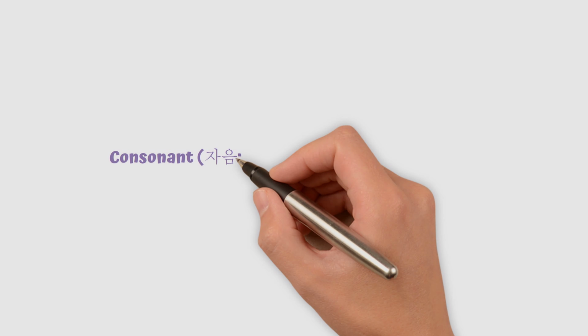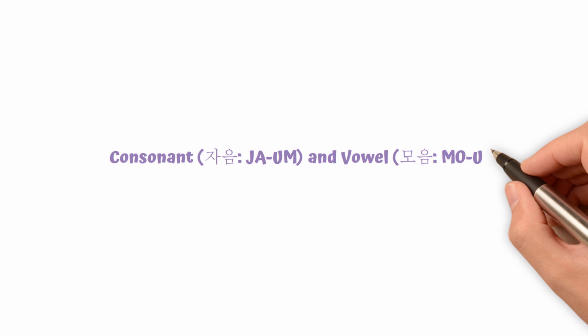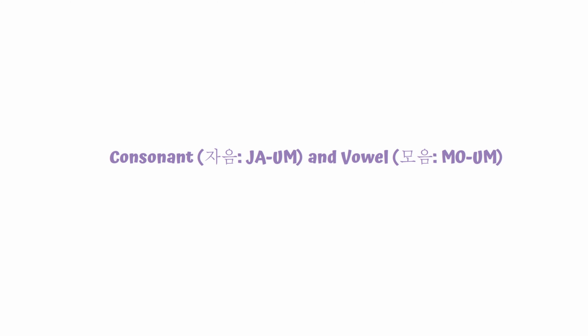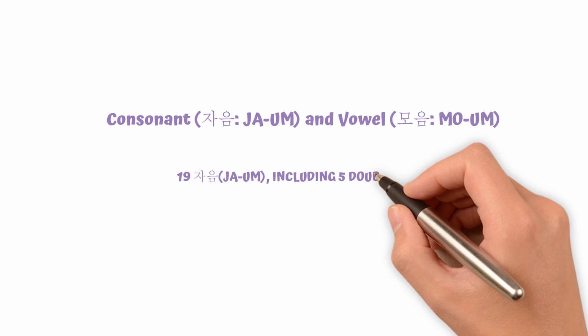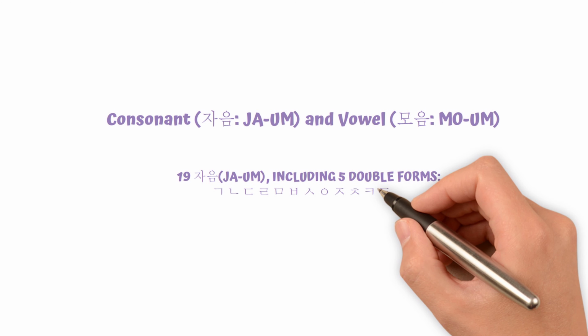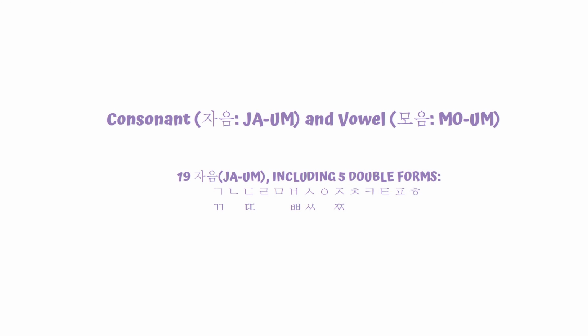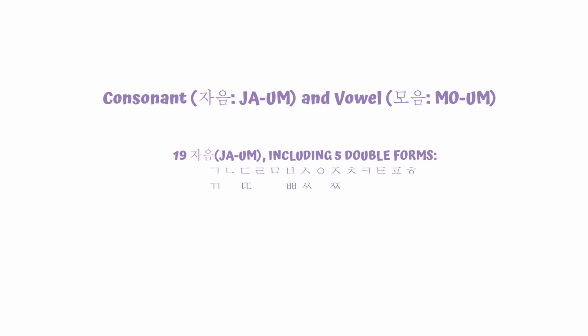Alright, so here are the basic forms of the alphabet. Remember that there's the JA-UM, consonant, and MO-UM, vowel, as with a lot of other languages. And Korean has 19 JA-UM overall, including the double forms. And it goes like this. 기역, 니은, 디귿, 리을, 미음, 비읍, 시옷, 이응, 지읒, 치읒, 기역, 디귿, 비읍, 히읗. With the 5 double forms, 쌍기역, 쌍디귿, 쌍비읍, 쌍시옷, 쌍지읒.